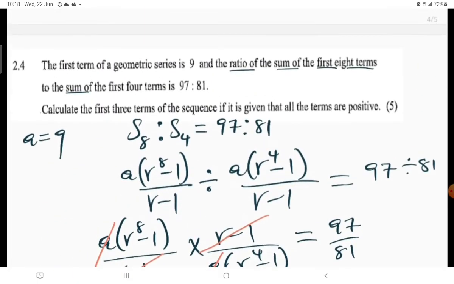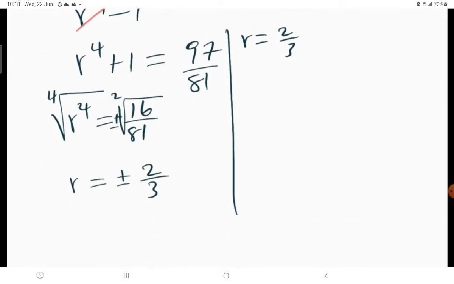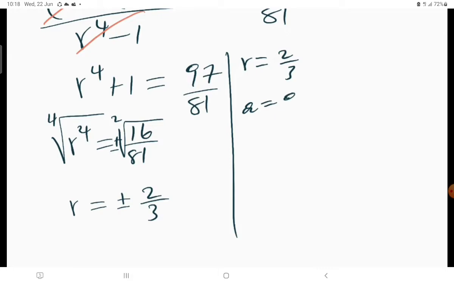But now the question says, let's find the first three terms. So now we have a, which is equal to 9, this is what was given, and r is 2 over 3. So we can always find the first three terms. The first term is 9. Then the second term is going to be 9 times 2 over 3. In simple terms, 9 divided by 3 is 3, then it's going to be 6.